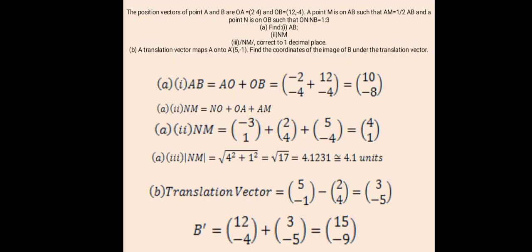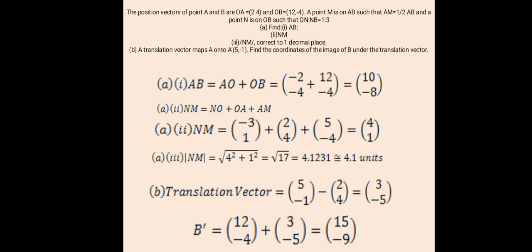The position vectors A and B are OA (2, 4), OB (12, -4). A point M is on AB such that AM is equal to half AB, and a point N is on OB such that ON to NB is equal to 1 to 3. A. Find 1. AB, 2. NM, 3. NM correct to 1 decimal place.